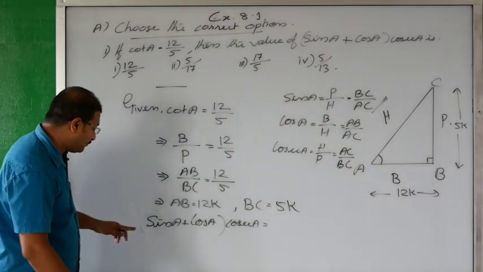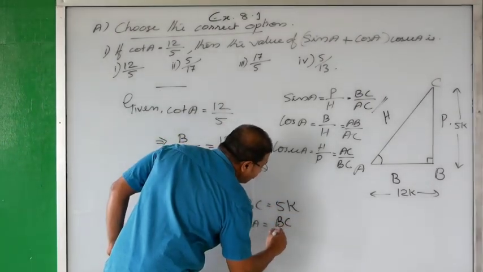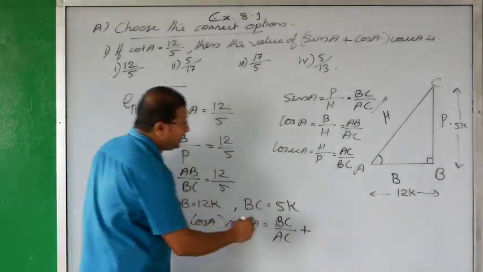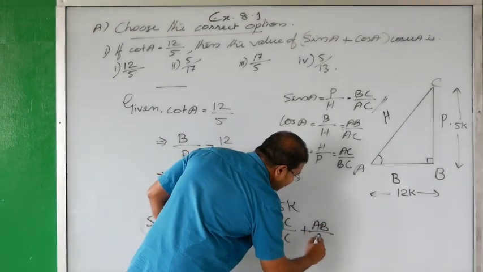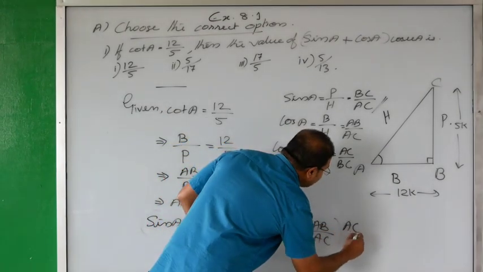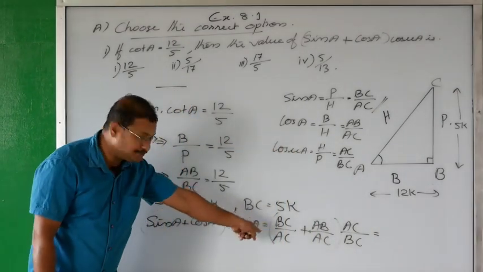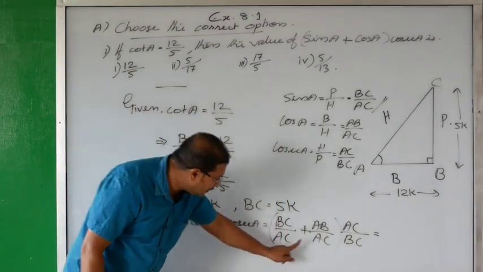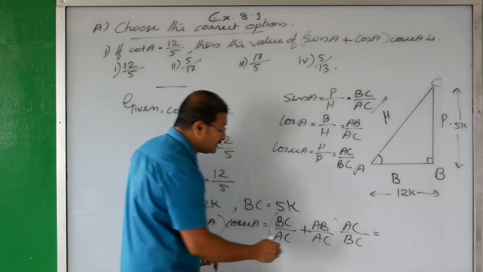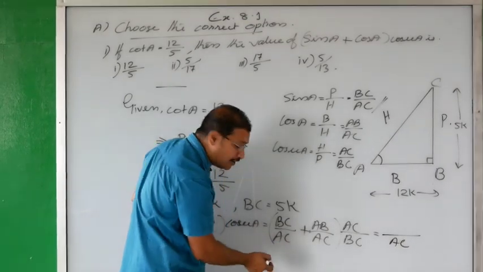Okay. Now, let's put the values here. Sin A plus cos A means BC by AC plus AB by AC, closing the bracket. Cosec is AC by BC. Now see these two: the denominators are the same. If the denominators are the same, we'll take the common denominator, that is AC.